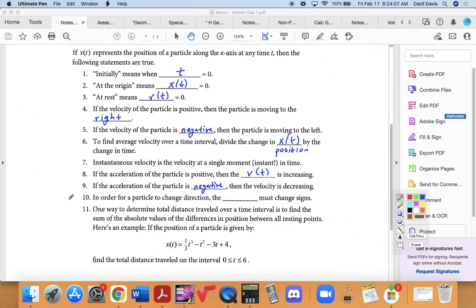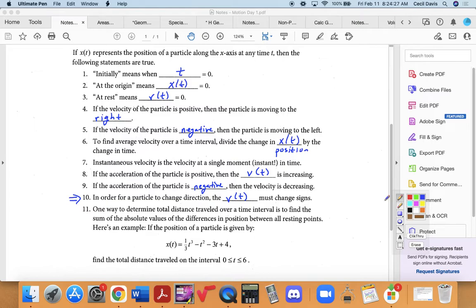Okay, this is an interesting one. In order for a particle to change direction, remember it's moving along a line, so if it's going to change direction, what has to change sign? Velocity. The velocity has to change sign.